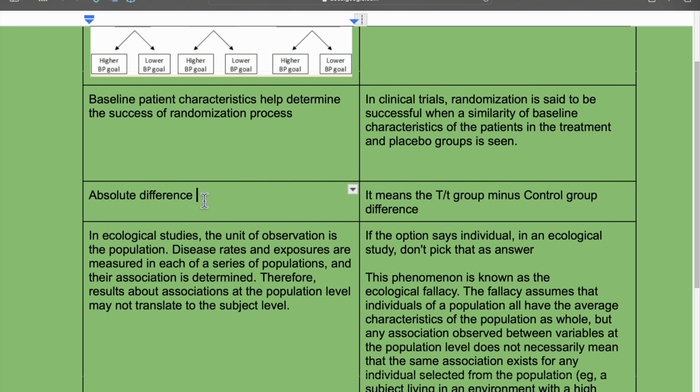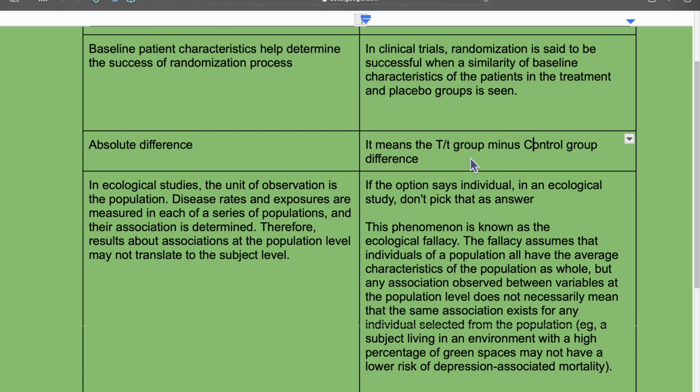Absolute difference. So what does absolute difference mean? It means the treatment group minus control group difference. Okay, so this is the exposed group minus the control group. Okay. And that is also the formula for attributable risk.